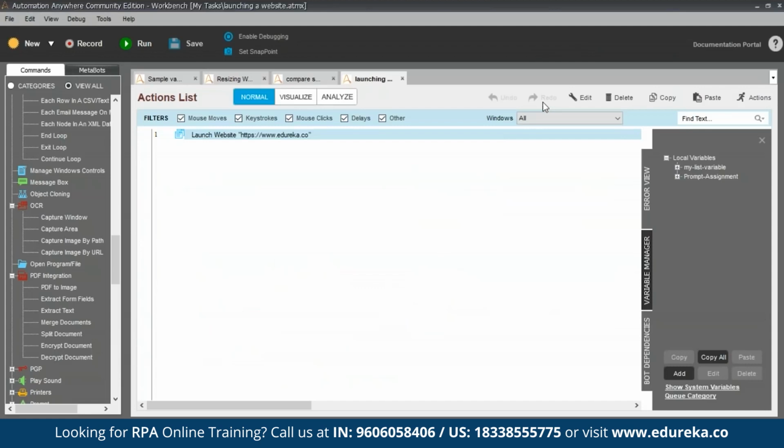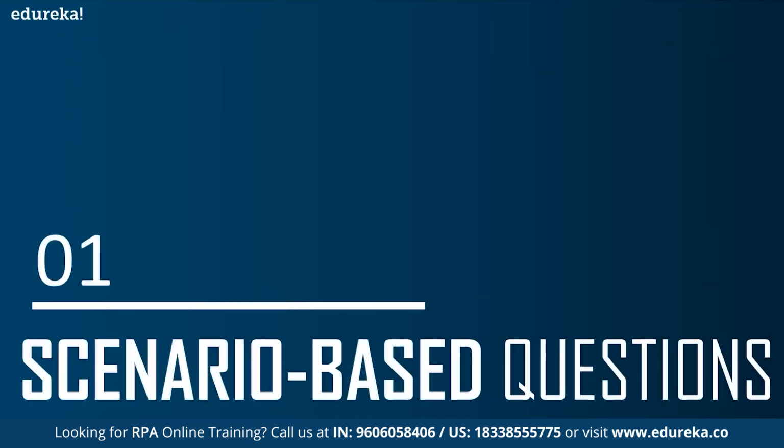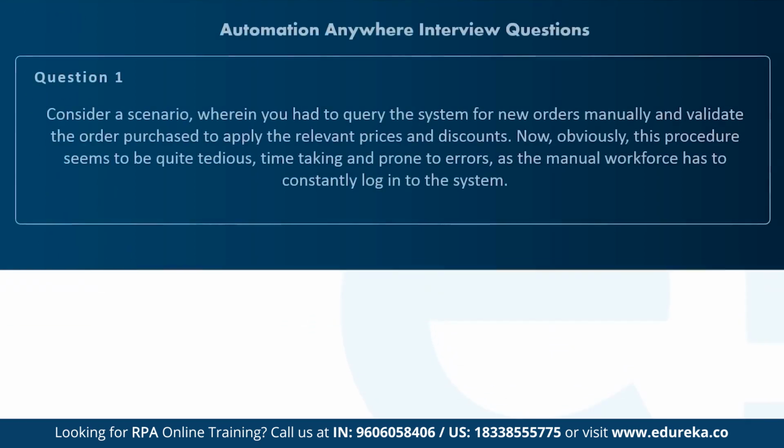So guys, with this we come to an end of our tool based questions. So I hope you have understood all the questions and I hope it was clear to you guys till now. Now next in this session we'll move forward with our scenario based questions. The scenario-based questions will basically consist of different scenarios where you can use Automation Anywhere and how you can automate different tasks. Alright, so let's start with the first question.